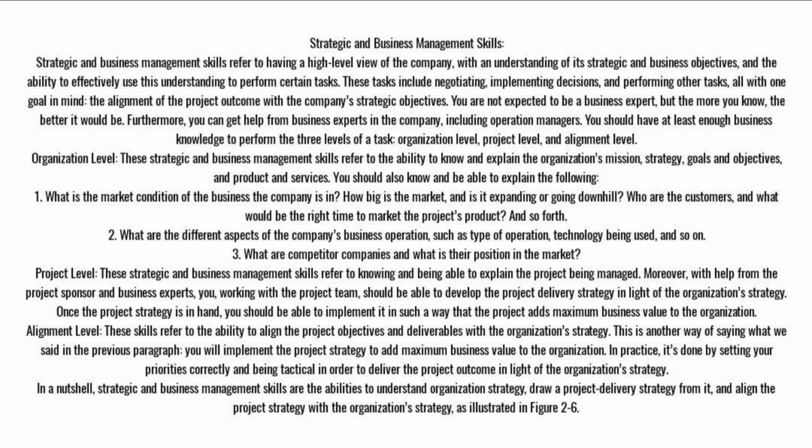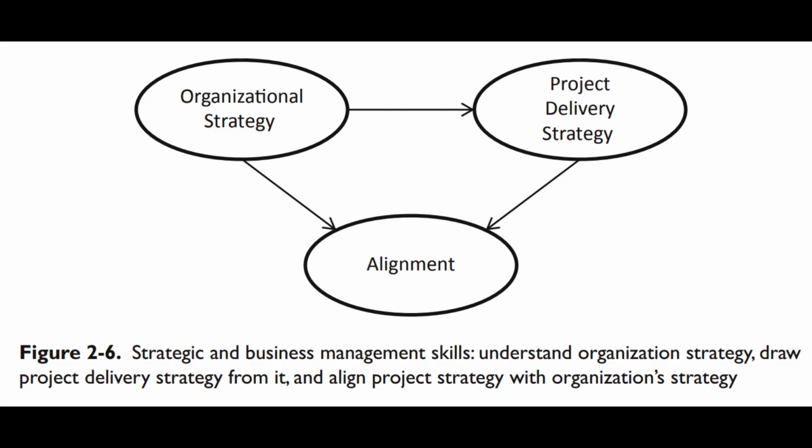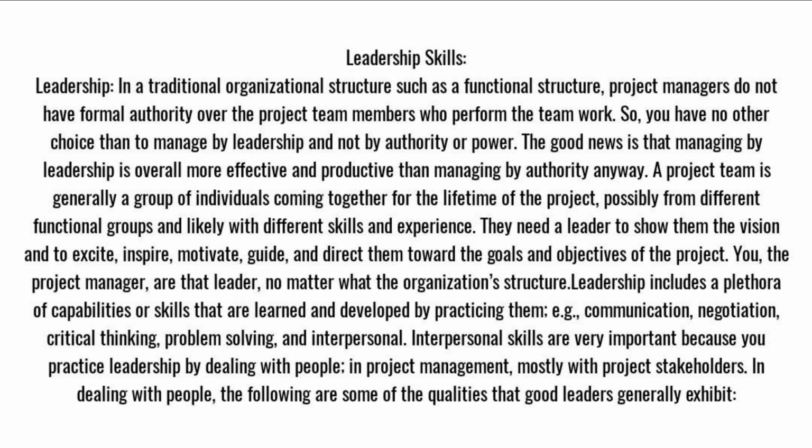In a nutshell, strategic and business management skills are the abilities to understand organization strategy, draw a project delivery strategy from it, and align the project strategy with the organization's strategy, as illustrated in Figure 2.6. Figure 2.6. Strategic and business management skills: understand organization strategy, draw project delivery strategy from it, and align project strategy with organization strategy. Leadership skills.